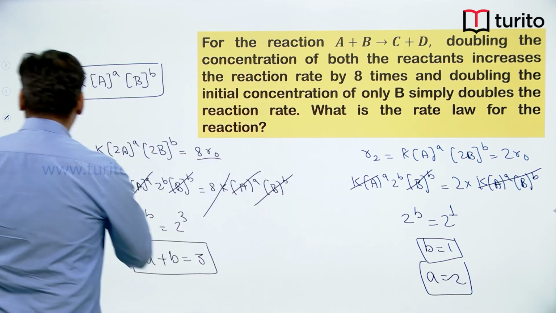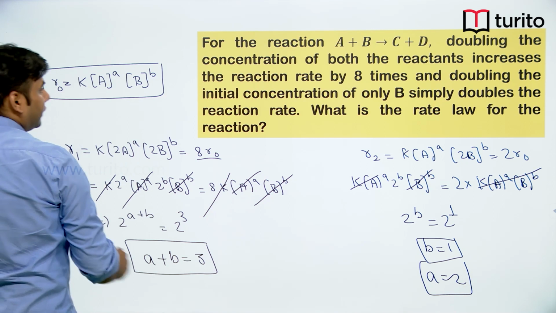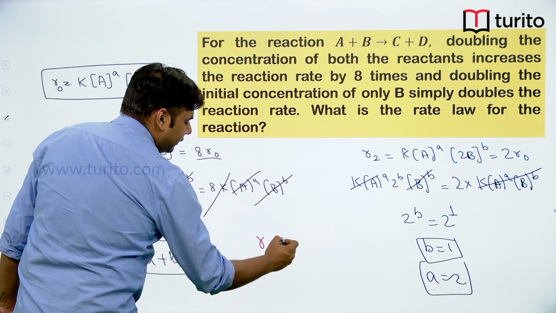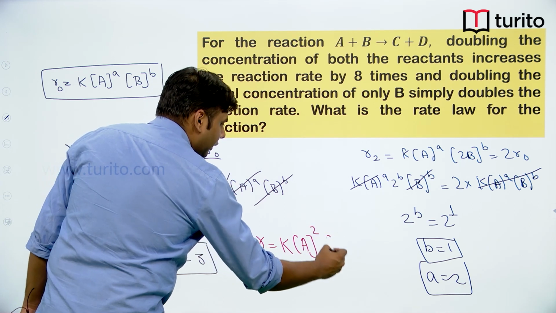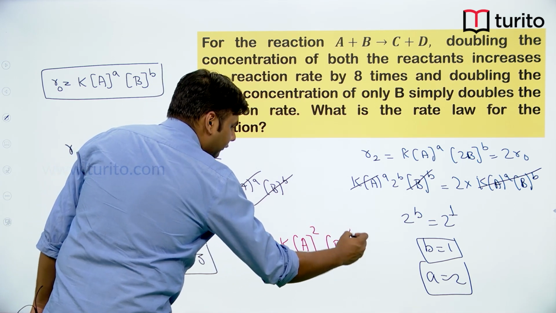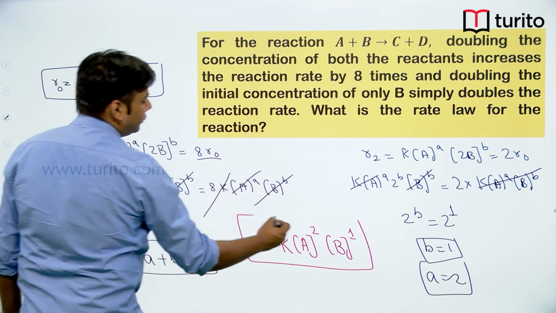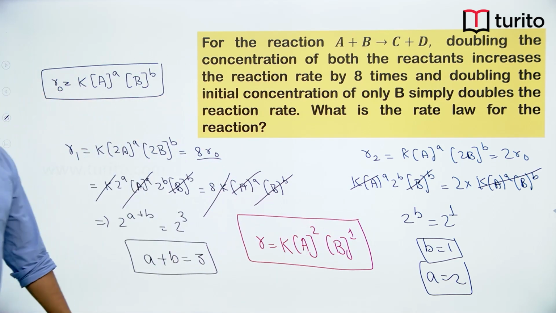So the rate of this reaction would be K into concentration of A raised to power 2 into concentration of B raised to power 1. So this is how you calculate it experimentally. I hope this is clear to everyone.